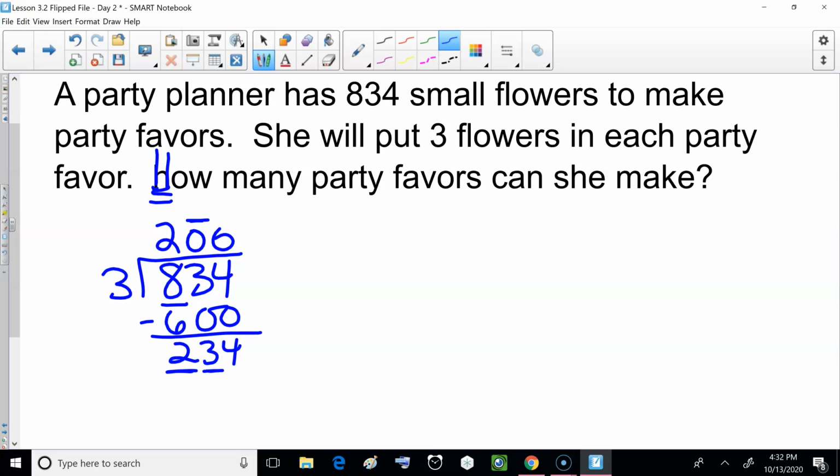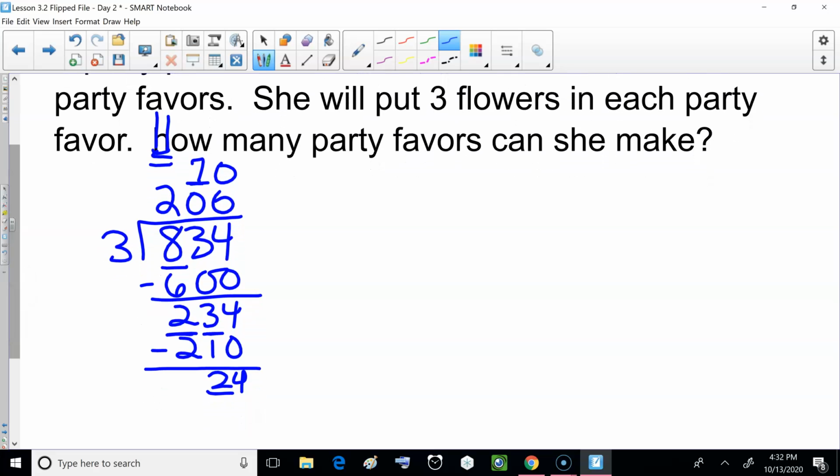Let's see, 3 times 5 is 15, 3 times 6 is 18, 3 times 7 is 21, 3 times 8 is 24. Whoop, that's too many. So I'm going to go with 7, since it's in my tens, it would be 70. 70 times 3 is 210. I'm going to subtract and get 24. In my tens, the 2, which is less than 3, so I can move on to my ones.